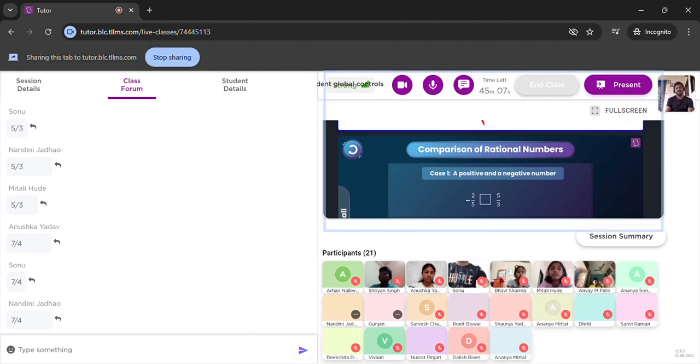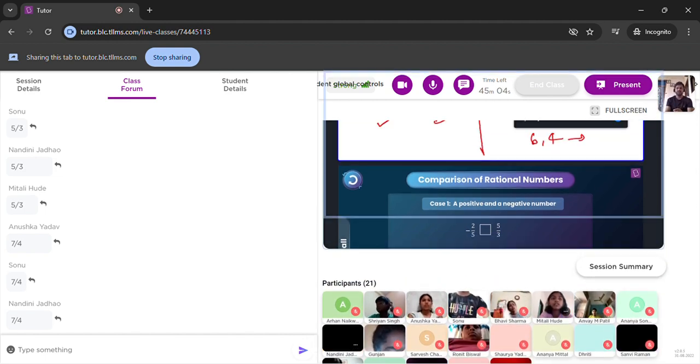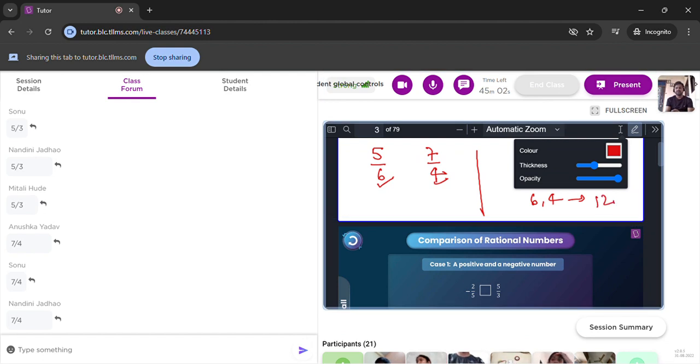Tell me everyone. What will be the LCM? 12. Okay, good. So we have to make this 6 into 12. And how will you make this 6 into 12? It will become 12 only when you multiply this one by 2. And if you are multiplying this one by 2, then you also have to multiply this number by 2.